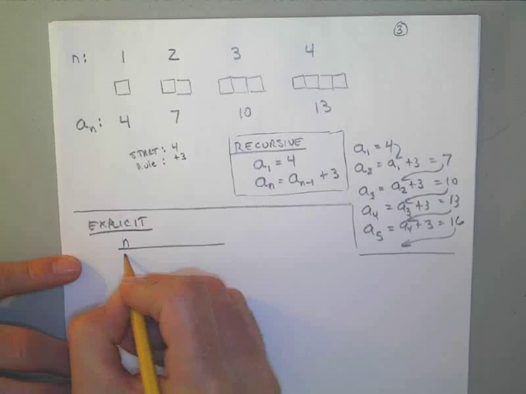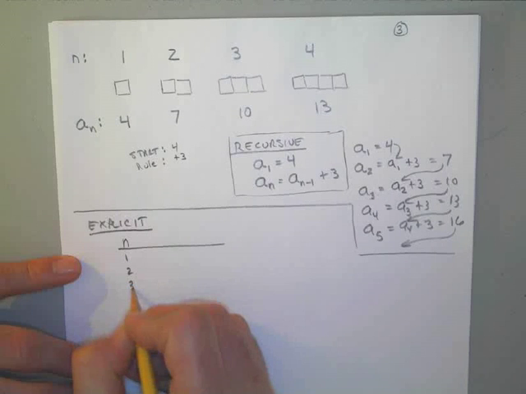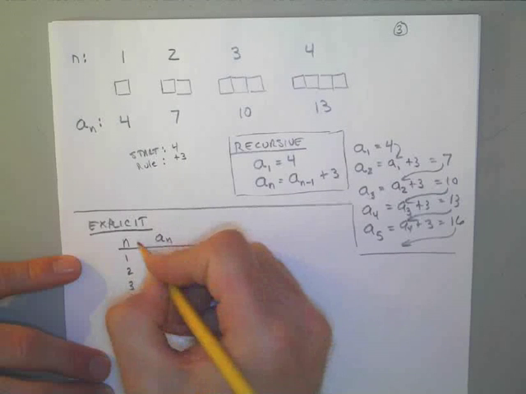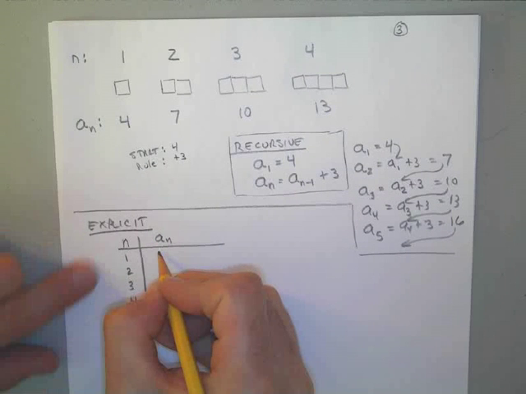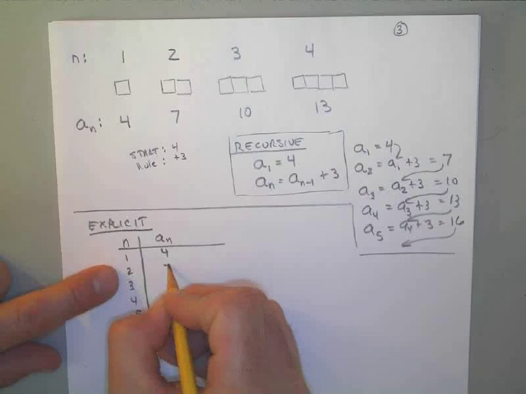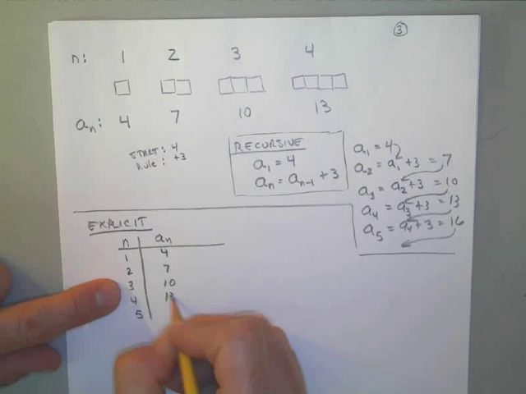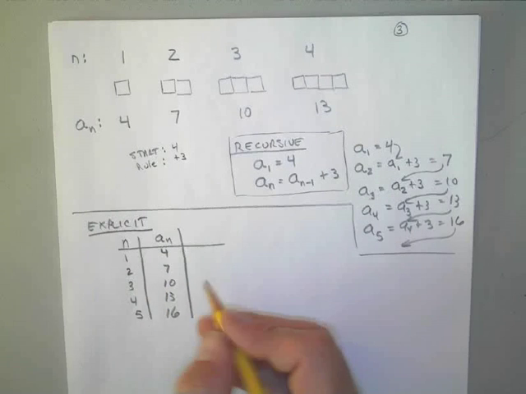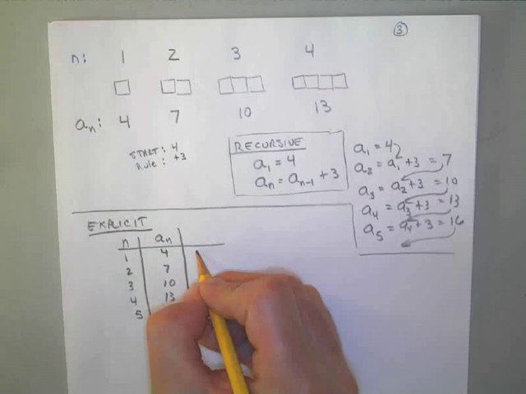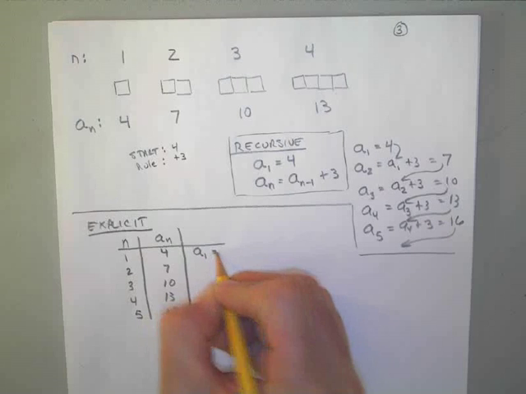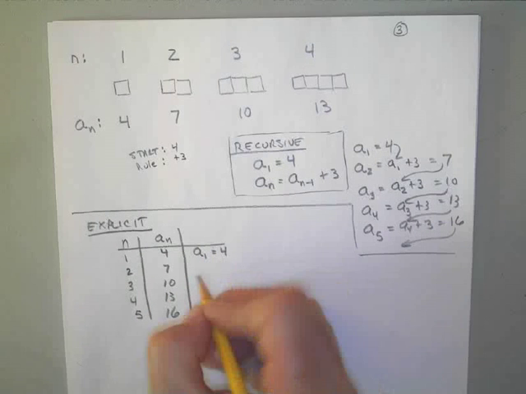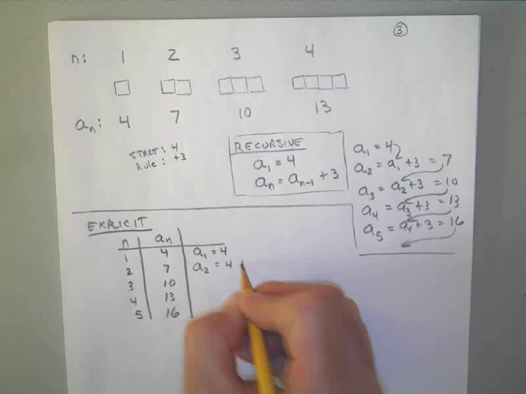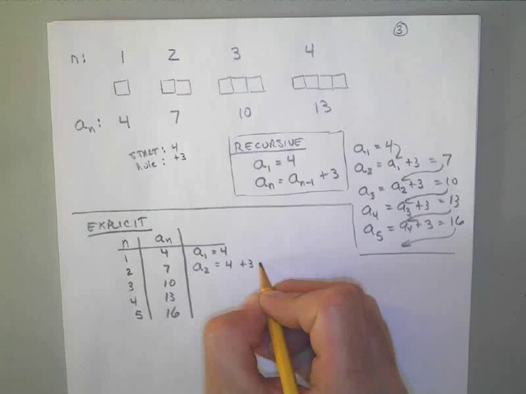We'll start with the n numbers. We know 1, 2, 3, 4, and 5. And then we know the values of the term for each term number is 4, 7, 10, 13, 16. And we have to see if we can get a pattern. Well, let's start. We know that a1 equals 4. We know that a2 is equal to 4 plus 3, which is 7.